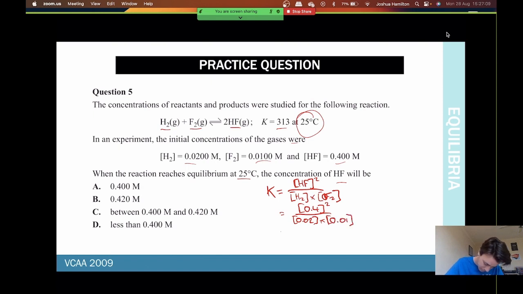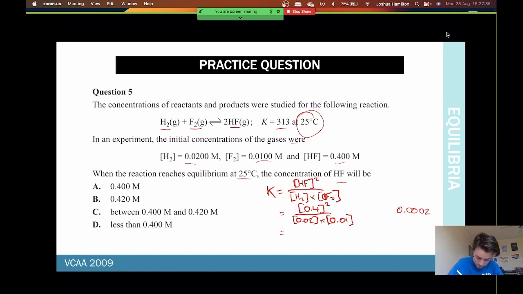0.01. Now, because I don't have a calculator on me, I'm going to be using my iPhone, so it's not going to be as useful. So I'm just going to have to write things out as I go. Apologies. 0.002. All right, and then I have 0.4. And then I divide that by 0.0002.